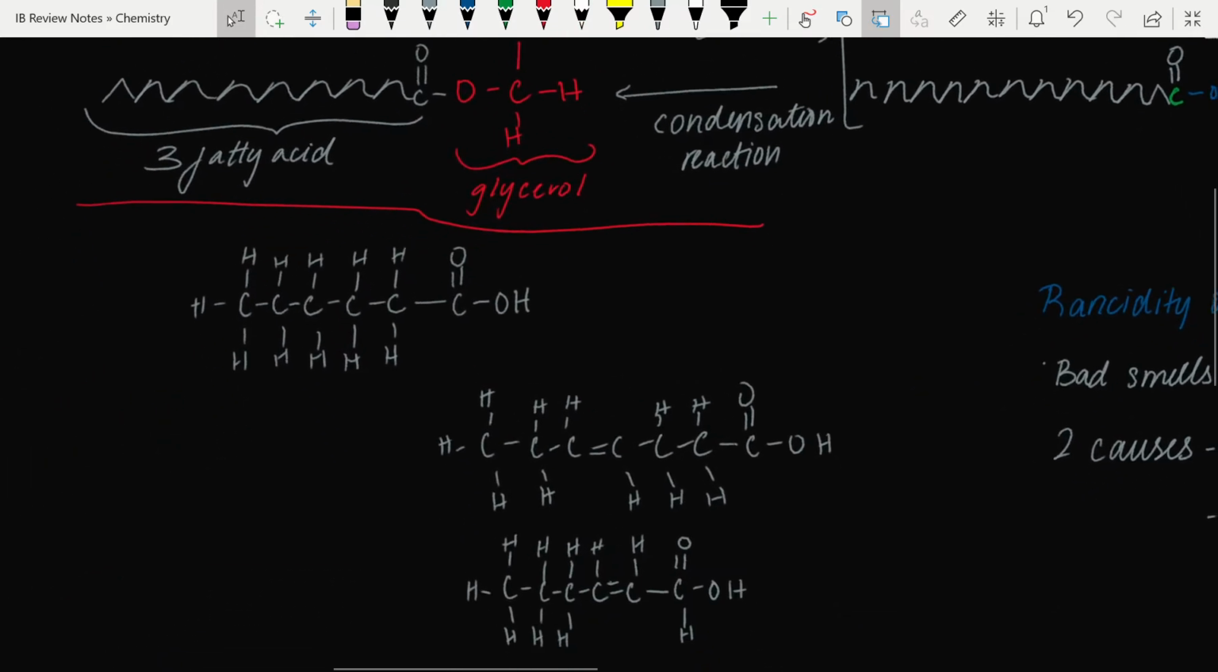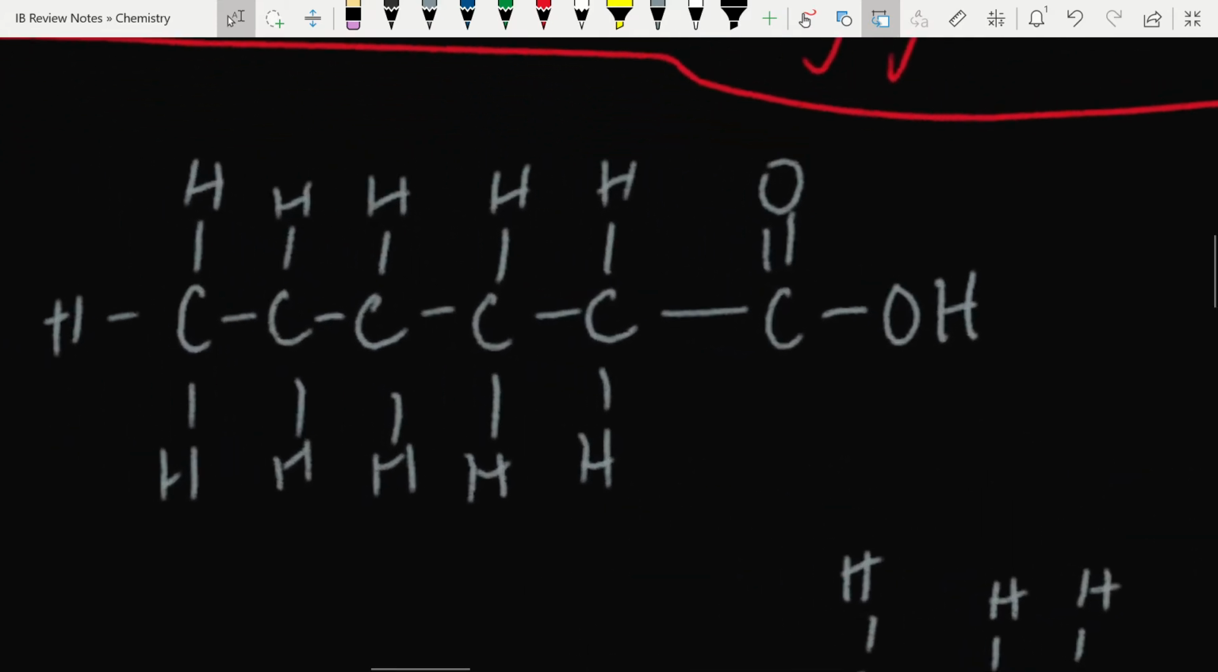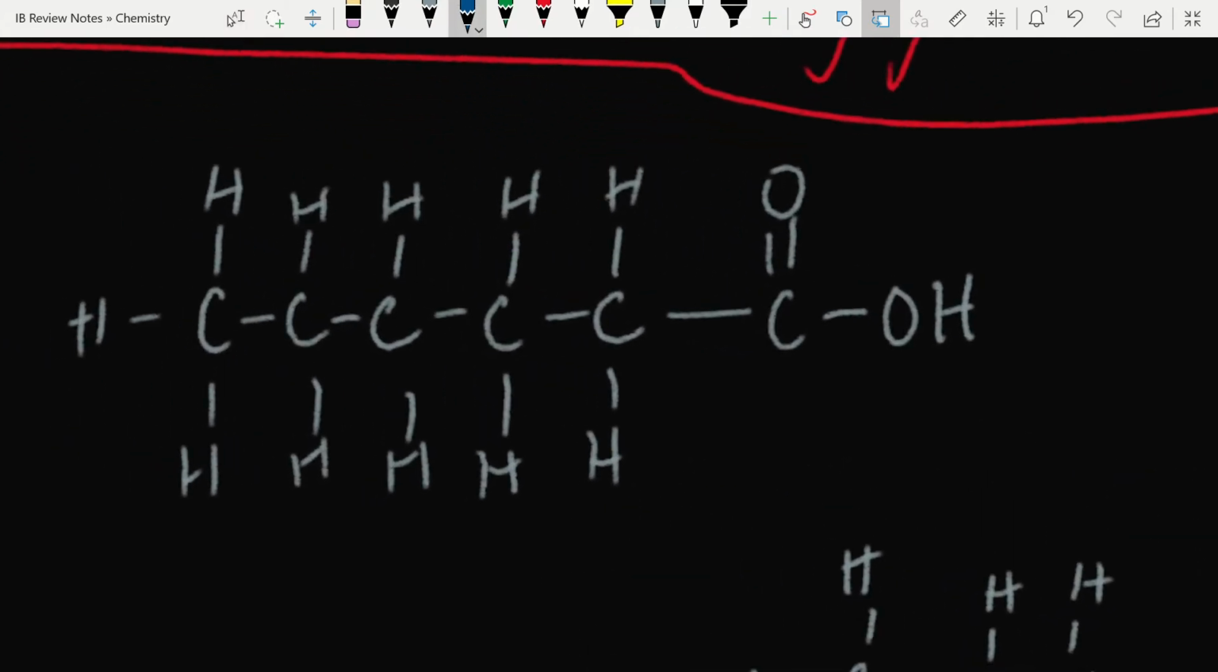So now let's look at the types of triglycerides. Let's first look at this first structure. This is a saturated fatty acid. When we look at saturated fatty acids, we can see that it's just all single bonded carbons with a carboxyl group right here.